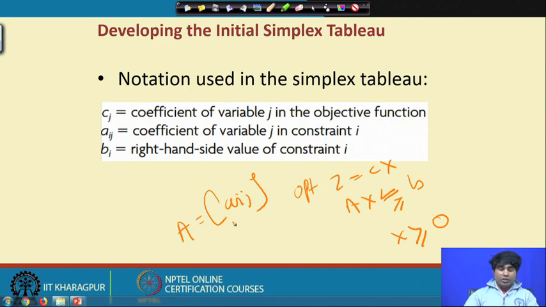So, accordingly the typical understanding is c j is the coefficient of the objective function, a i j is the coefficient of the variable corresponding to constraints on the left hand side of the model, and b i is the right side constant, representing the vector b 1, b 2, and so on, depending upon the number of constraints in a particular problem.